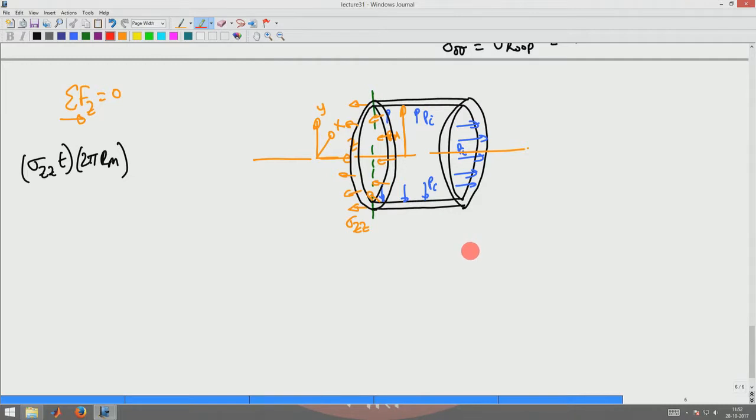So, what happens is now this minus P_i into, it acts over the circular area pi Rm square. The internal pressure acts over a circular area pi Rm square, that is the area we are talking about, and this has to be equal to 0. From here you get sigma zz, or the axial stress, to be P_i Rm by 2T.